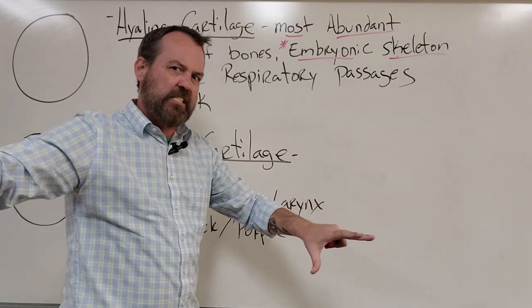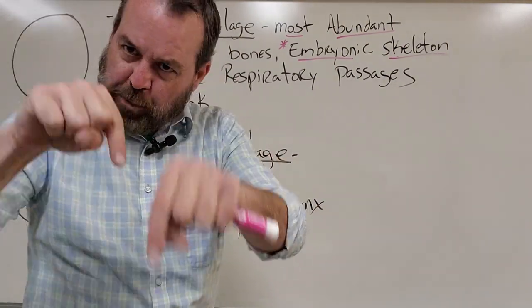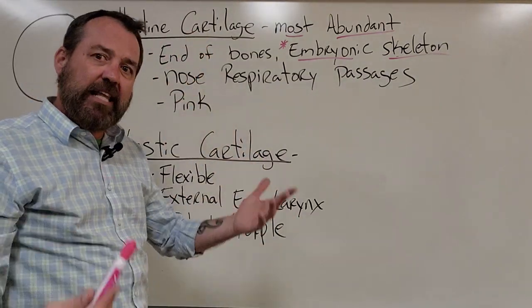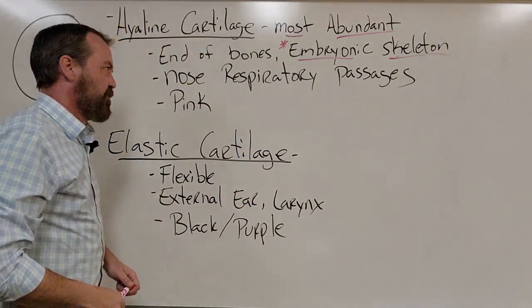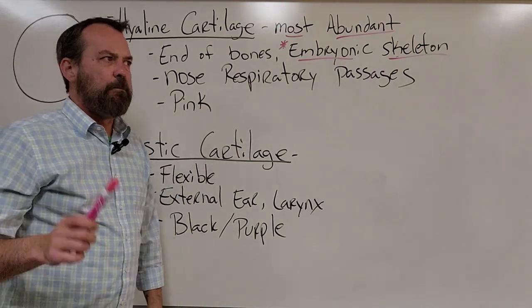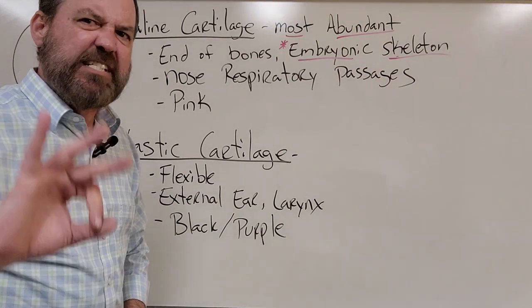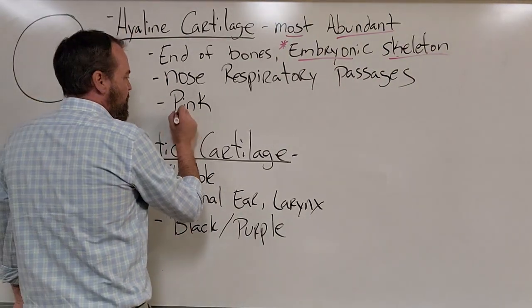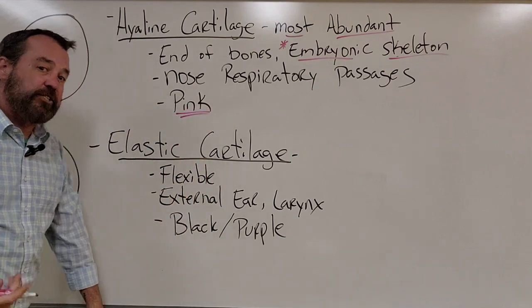That's how we get the primary ossification center. That's just the first place bone cells start to develop on this cartilaginous model that we lay down, made out of hyaline cartilage. We also find it in the nose and in the respiratory passageways. So all 3 of my cartilages stain a different color. In hyaline cartilage, this one comes out pink like a lot of my other tissues do.